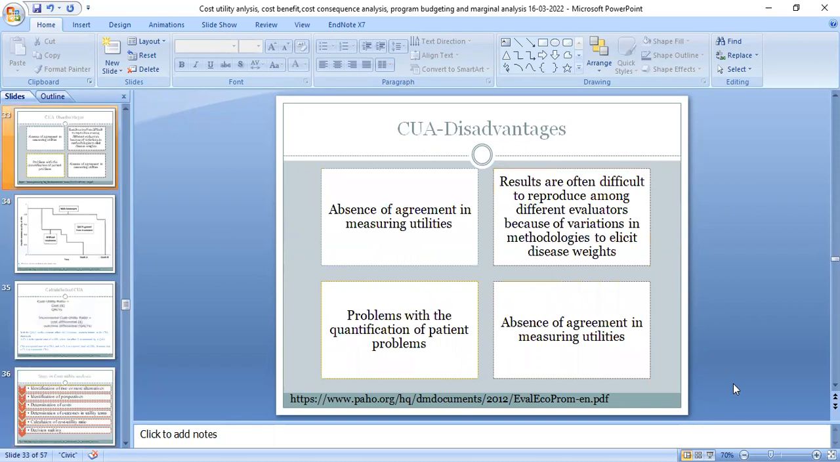Now, the disadvantages. In cost utility analysis, there is absence of agreement in measuring utilities, and the results are often difficult to reproduce among different evaluators because of variations in methodologies to elicit disease weights. There are problems with the quantification of patient problems, and there is absence of agreement in measuring utilities.